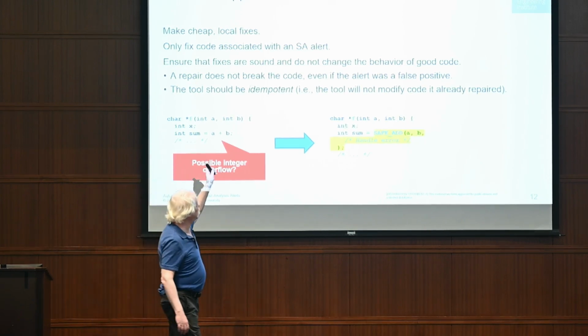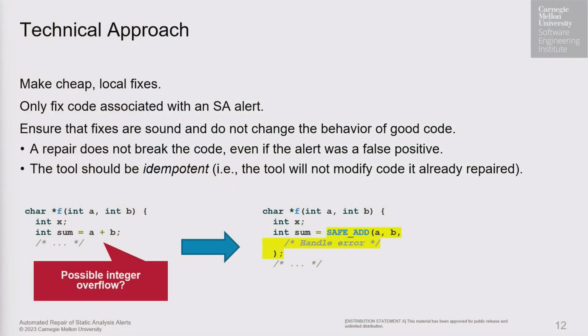Secondly, the repair does not break the code, but it does repair the alert even if the alert is a false positive. In this case, we don't know if A plus B can overflow. It depends on how this function is called, and that depends on the entire rest of the program. But that's okay. We can fix it and prevent the overflow anyway, no matter what.